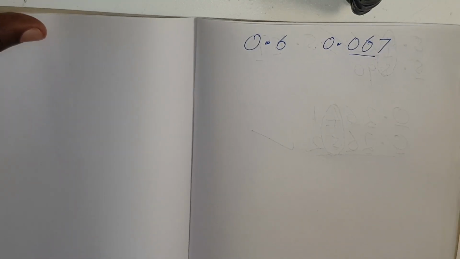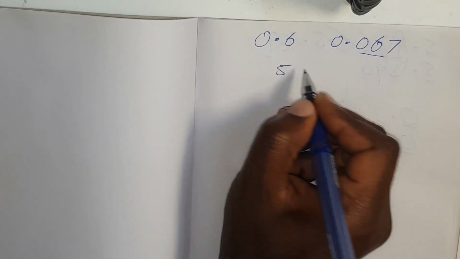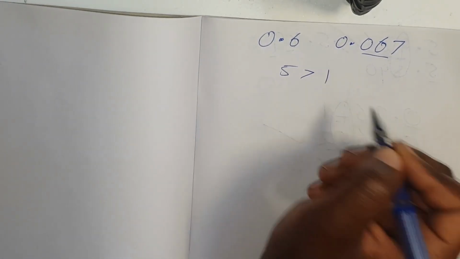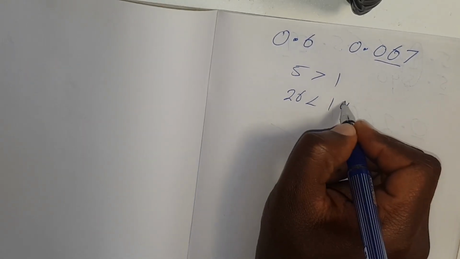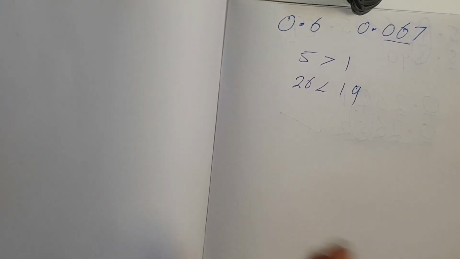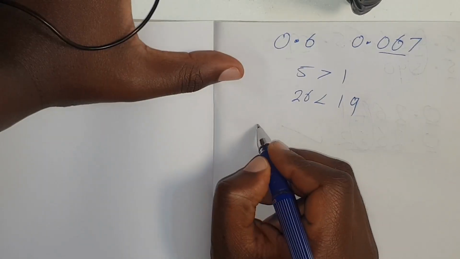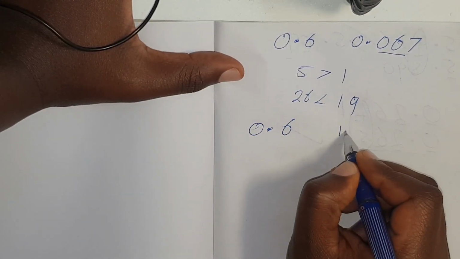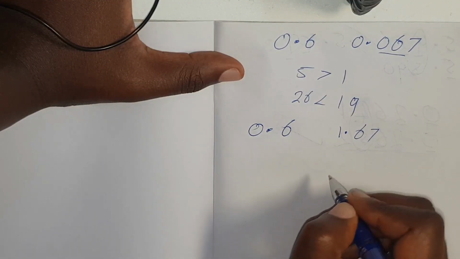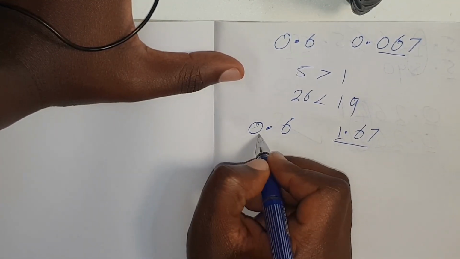The number of decimal places does not determine the value of a decimal number. Whole numbers are easy to compare, meaning it's easy to tell that 5 is larger than 1 or 26 is smaller than 19. And even when it comes to decimals with different whole numbers, they are also pretty easy. For example, you're told 0.6 and 1.67, automatically 1.67 is the larger number because this is 1 and this is 0.